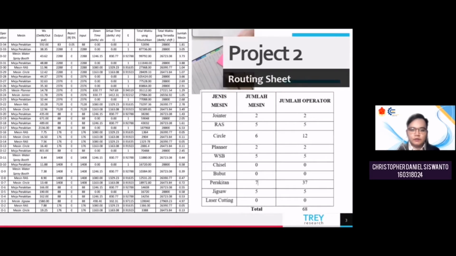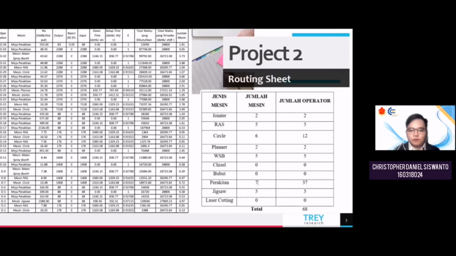So in the second project, routing sheets are useful for determining the number of operators and machines needed to carry out the production process for each shift. Starting from the forecast table, this is useful as a basis for consideration in making decisions related to the production of a product based on demand data. From the forecast results, we will get the unit per shift value that needs to be produced per shift.